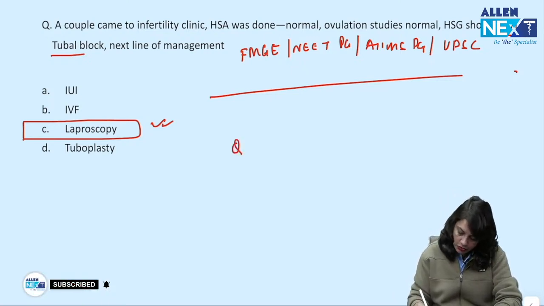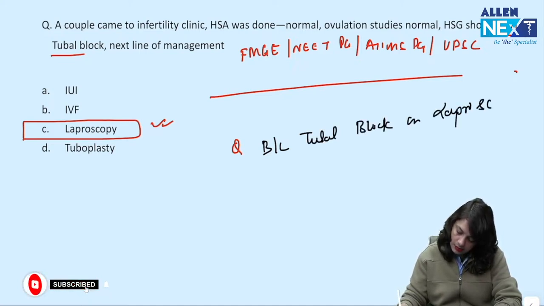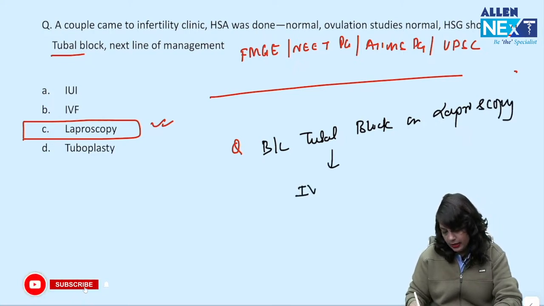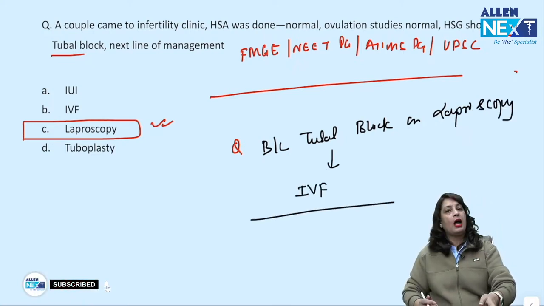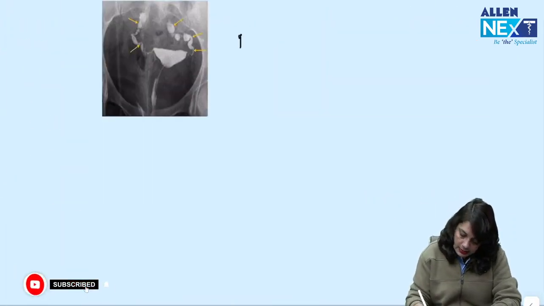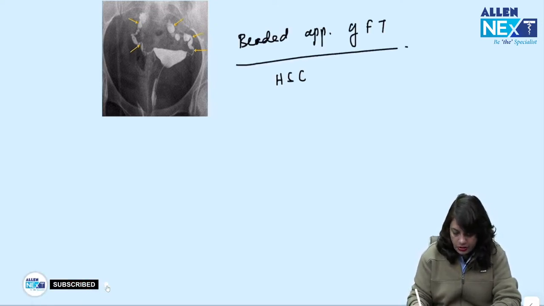If the question writes there is a bilateral tubal block on laparoscopy, then what's your management? In that case, you can select your answer as IVF. Next, this is beaded appearance of fallopian tube on HSG.